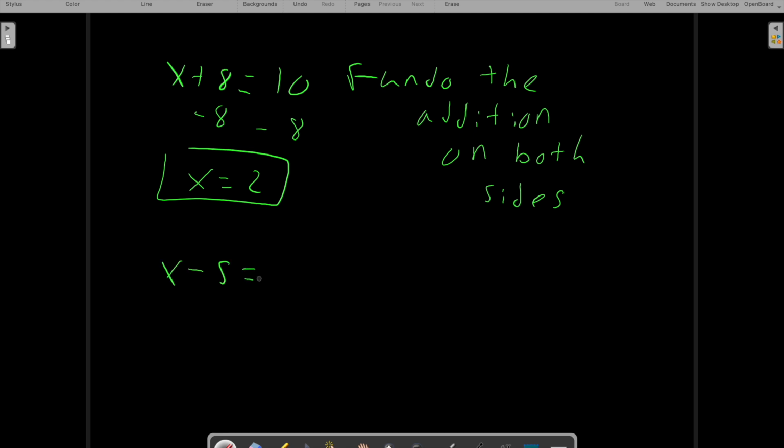x minus 5 equals 6. We've got to undo subtraction, so we add 5 on both sides, right? And those cancel, and then we end up here with x equals 11, right? So we can do that with addition and subtraction. We can also do it with multiplication and division.